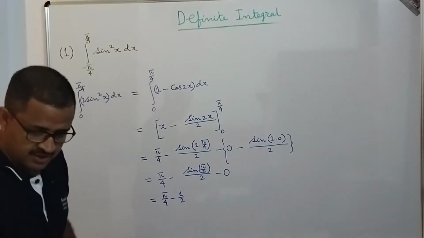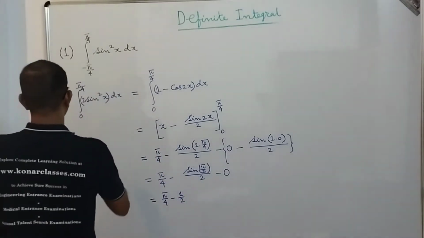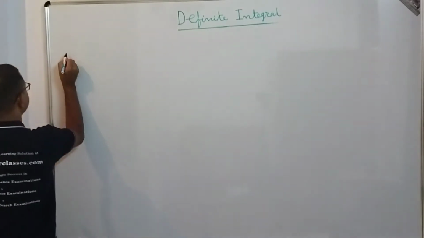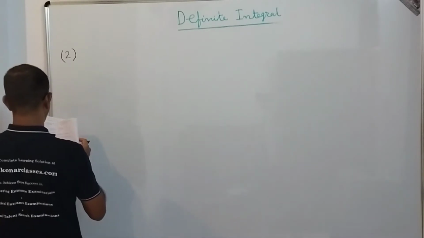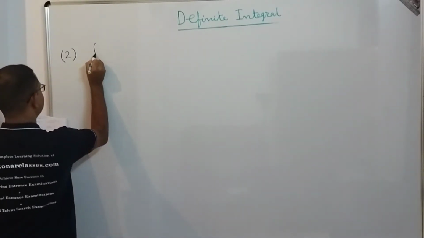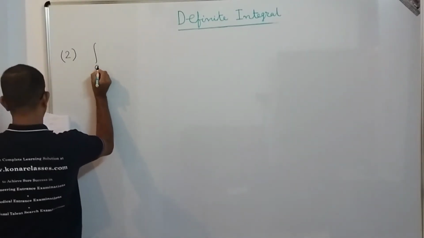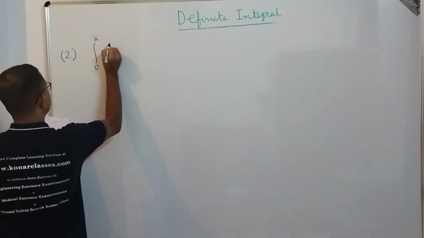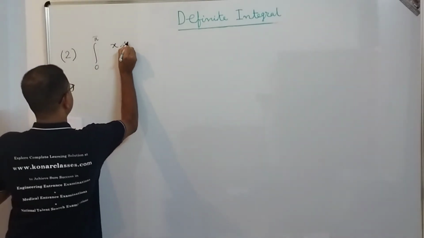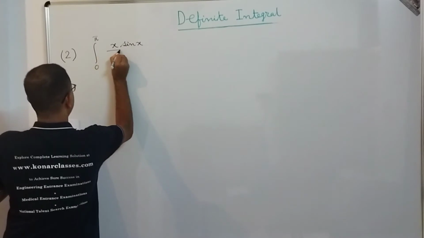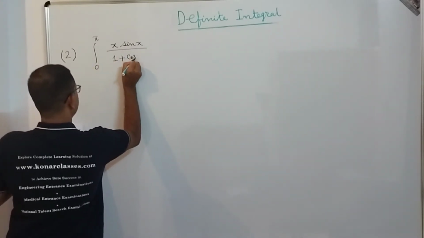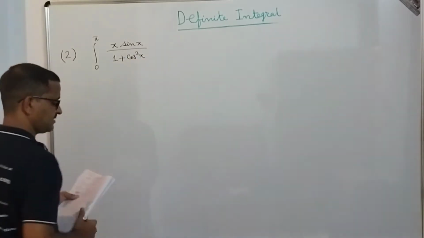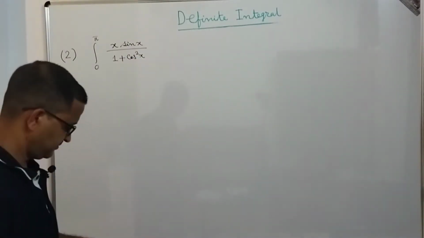Now let's proceed to the next question, dear students. The second question is that we need to find the value of the integration from 0 to pi of x sin x divided by 1 plus cos square x. Okay, look here.